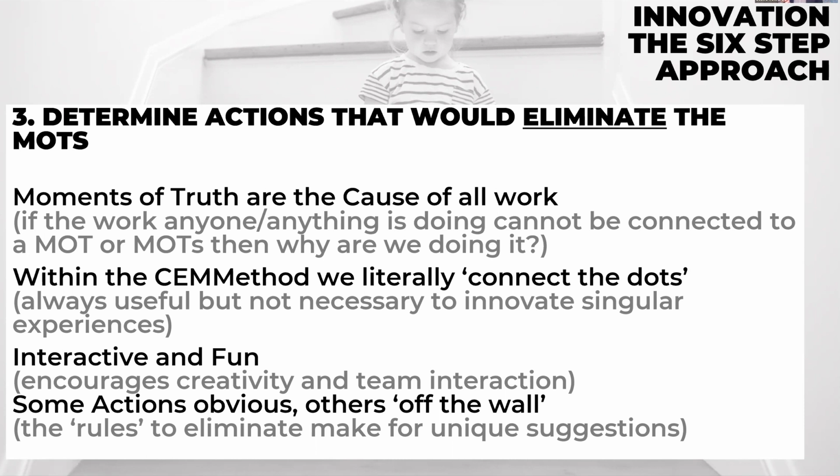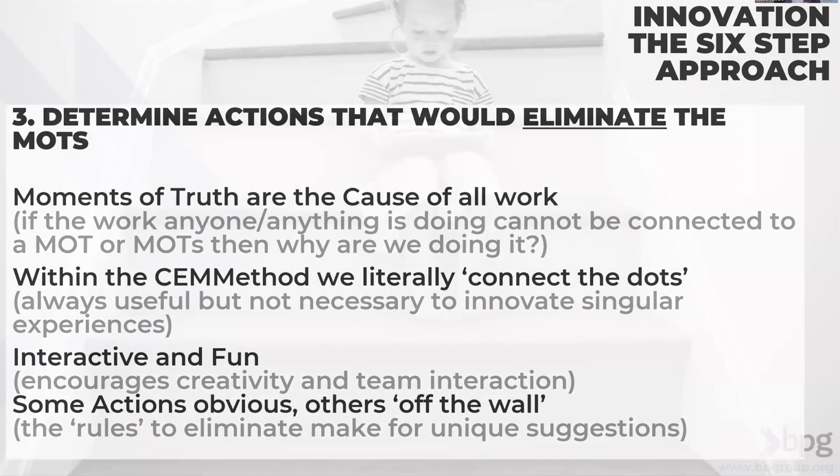It tends to be interactive and fun. People are going to come up with wacko jacko ideas for how we remove some of these moments of truth, as you'll see with my example in a minute or two. Some actions are obvious and some actions are very easy to get to. But one of the stipulations here is that every action you create for a moment of truth elimination must be unique. So you can't repeat that action against other moments of truth. Once you've used that action, it's used. So if you start off with 20 moments of truth, you're going to have 20 unique actions which would eliminate them.